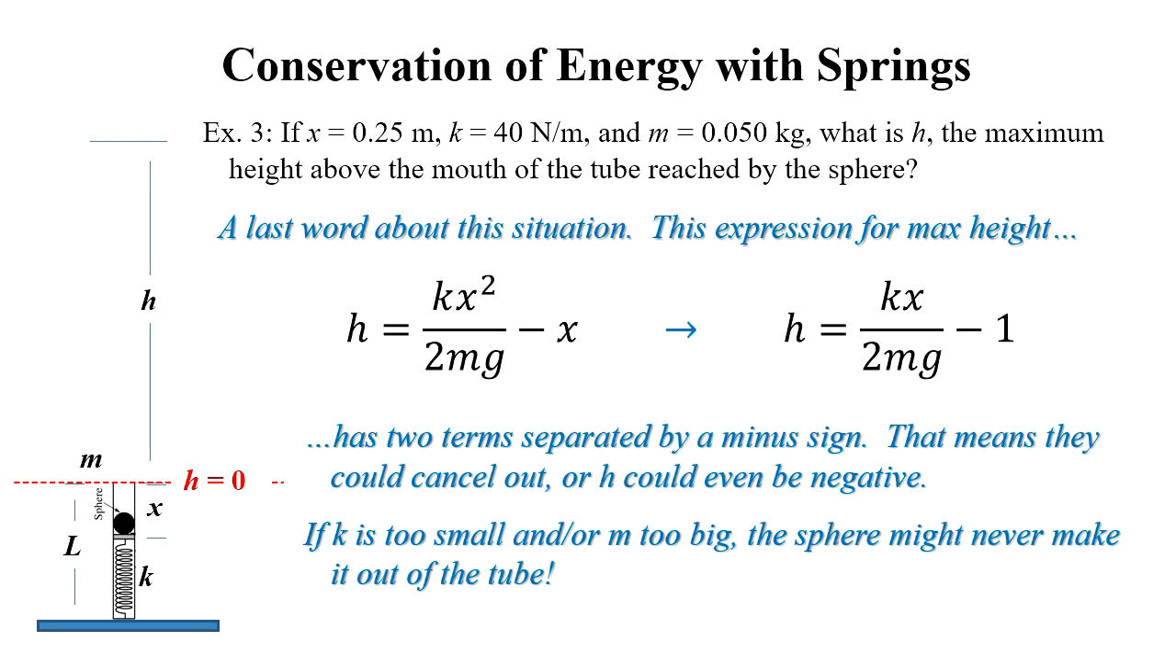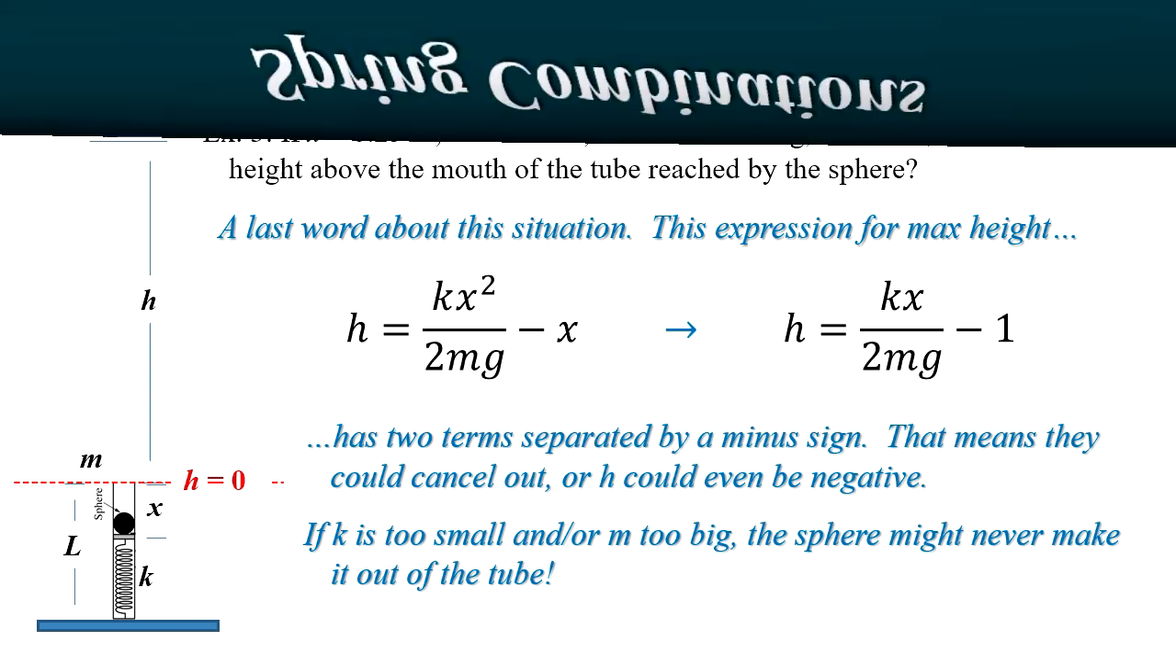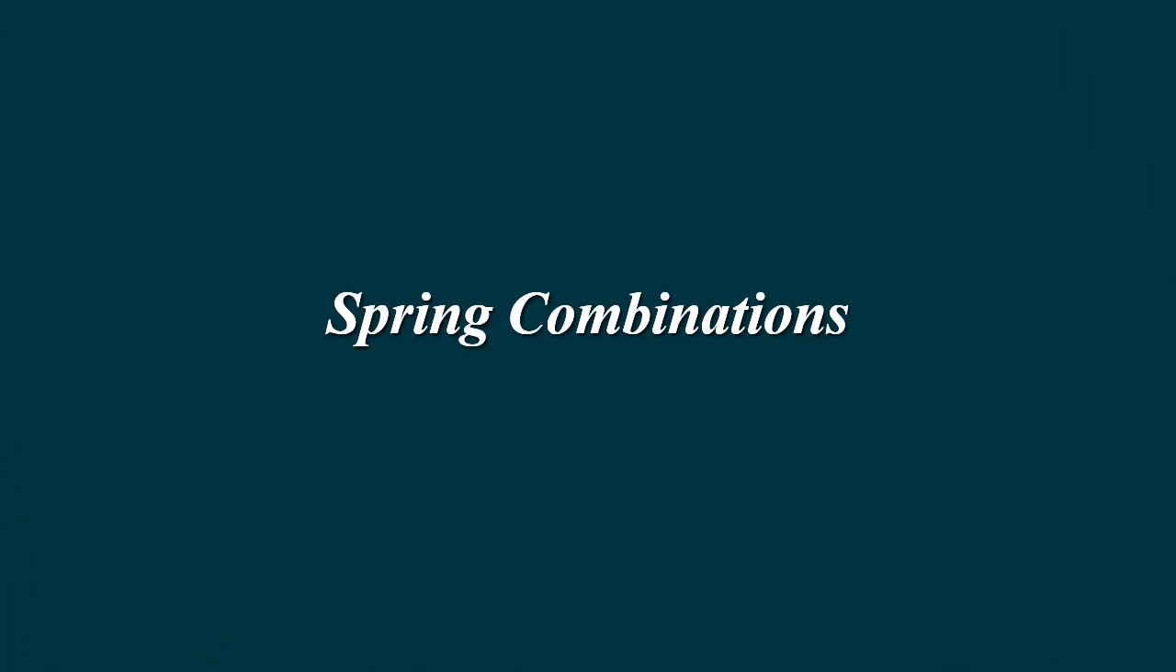There's just one more part of this topic we need to cover before we leave this introduction to springs, and that is spring combinations. What if there's more than one spring and the springs are connected to each other? How does that work?